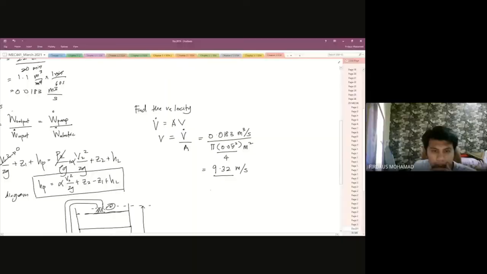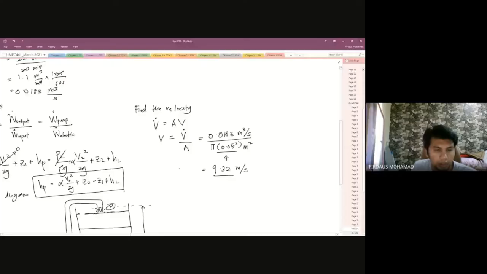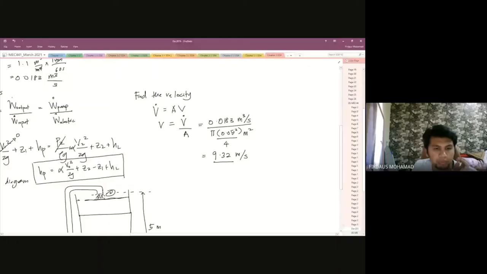So V1 equals V in the pipe, because mass flow rate is always constant in the system. So V2 equals 9.32 meter per second. And then we need to find the HL. Now we have V2, and Z2 minus Z1 equals 5 meter. Now we need to find this HL.